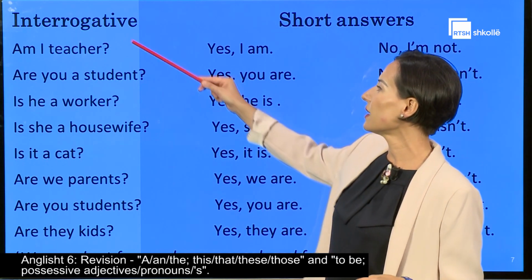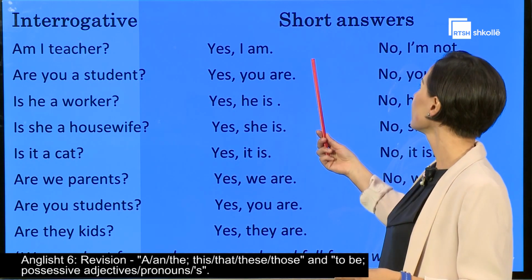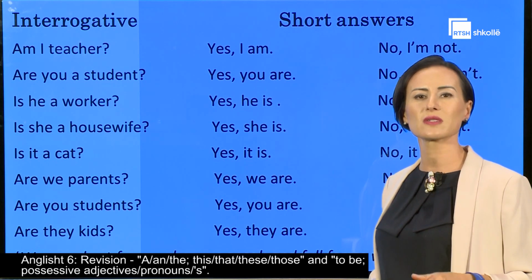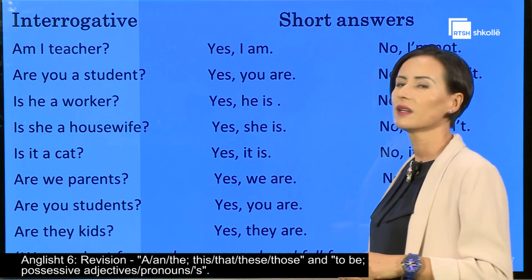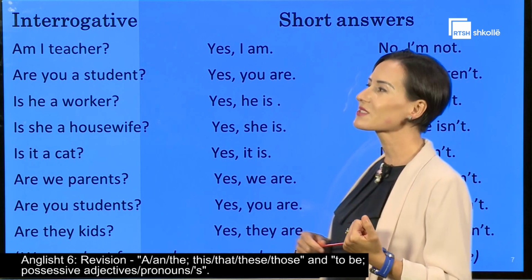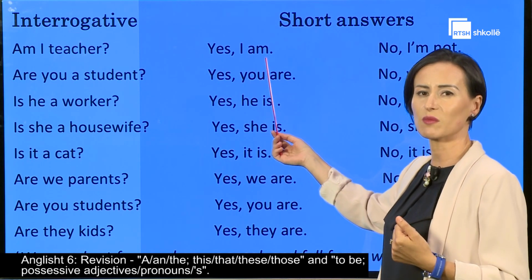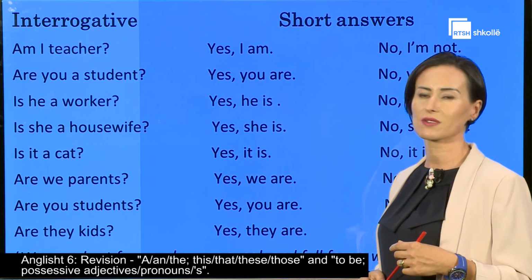Now, dear students, follow me with the interrogative form. Notice that here is a list of questions, and on the other side there are the short answers, the positive and the negative ones. Try to repeat after me. Ready? Let's start. Am I a teacher? Yes, I am. No, I'm not.